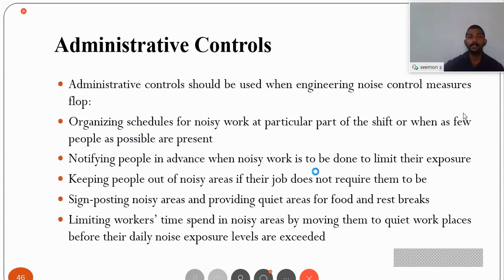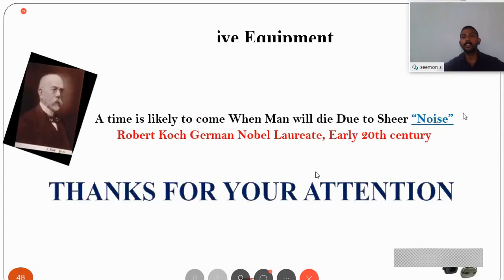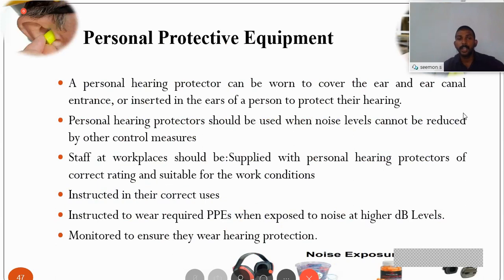And next is personal protective equipment. Personal protective equipment means that while they are entering the noise exposed area, we are giving them ear muffs or ear plugs, or alternative personal protective equipment, so that it will protect them from exposure to noise.